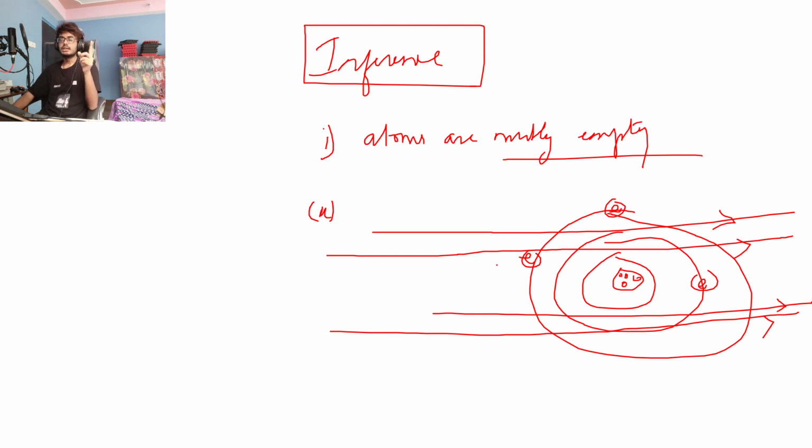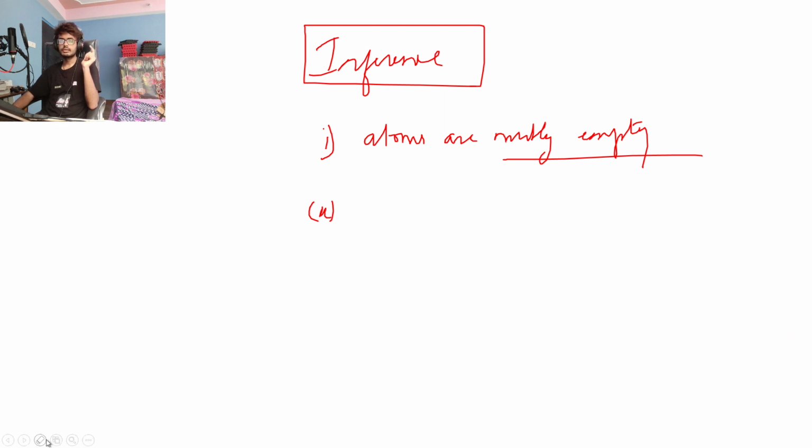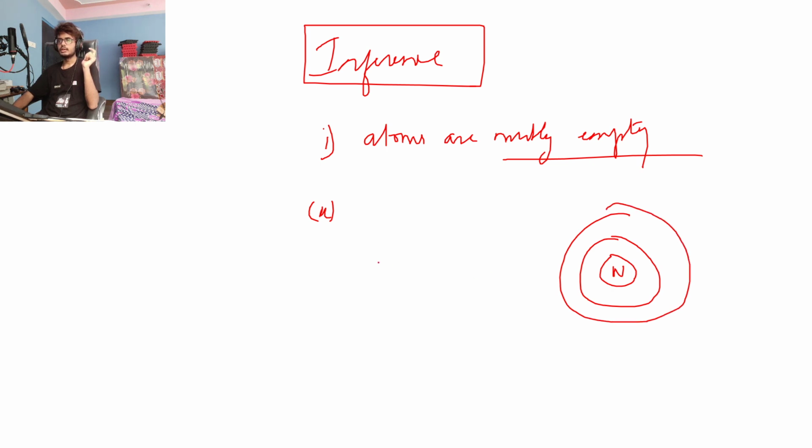Now the second observation: some deflected at certain angles. That means some alpha particles went into the atom, right? So alpha particles are beaming inside the atoms, and some deflected at certain angles. This is the nucleus. These are the electrons revolving around. Some alpha particles deviated at some angle because they came in proximity of the nucleus. The nucleus is positive, the alpha particle is also positive, so an electrostatic force of repulsion starts acting on them, because of which the alpha particle is deflected by some angle.